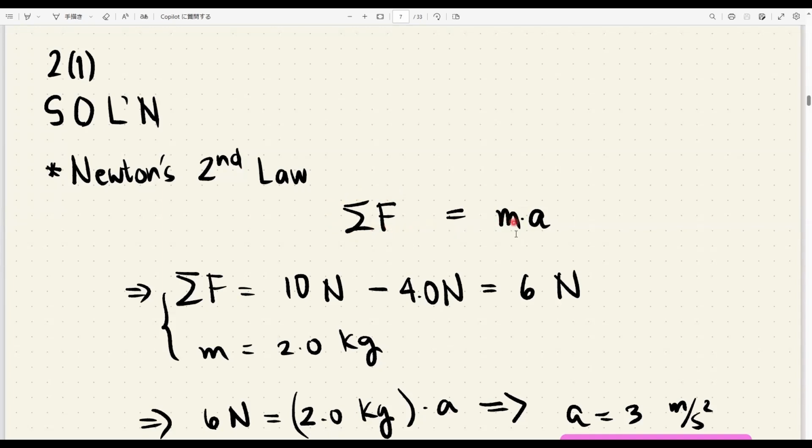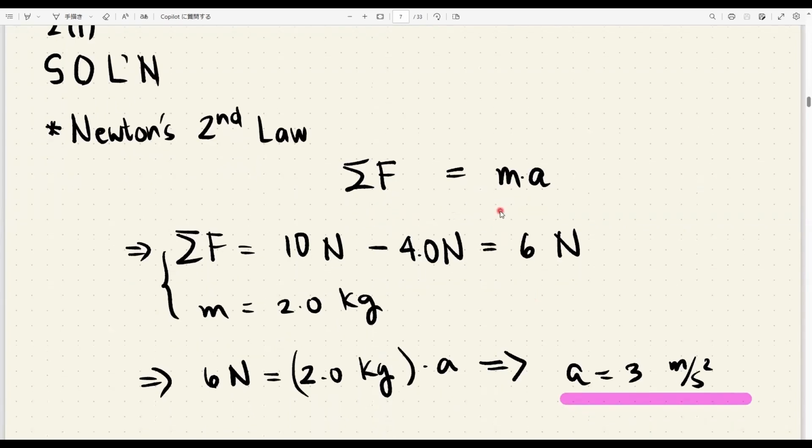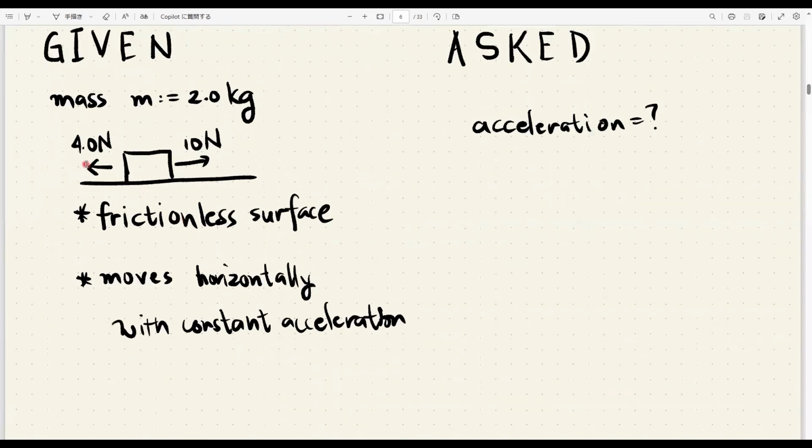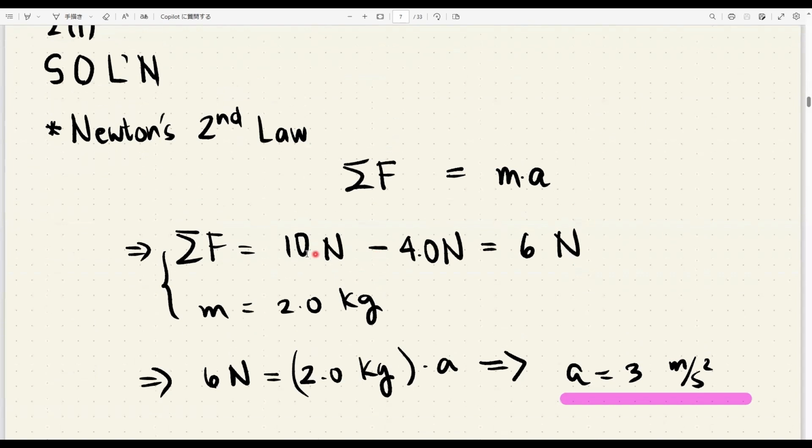So we know the mass to be 2 kilograms, and A is what we're looking for. Now we just need to find the sum of all the forces, and we can look at the free body diagram here. We only have 2 forces, one pushing it to the left, the other to the right. And so the sum of those forces is 10 minus 4. That's what we got here. 10 minus 4, and that's 6 newtons.